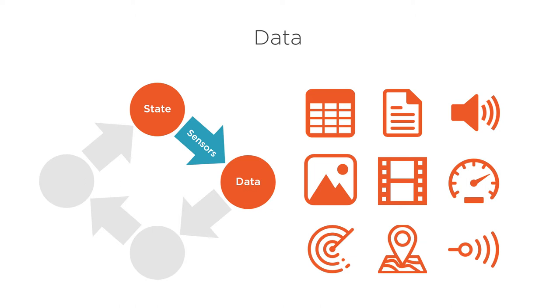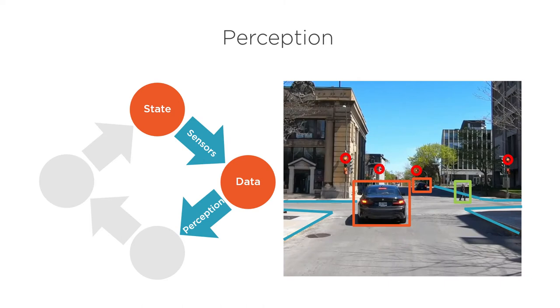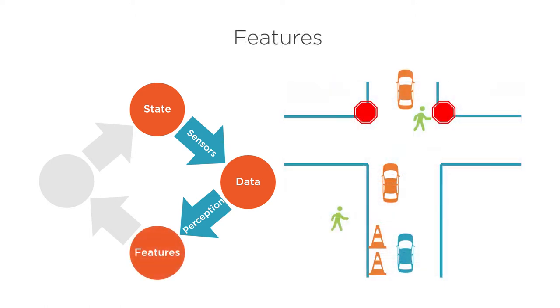The data can be audio, images, and video, just like we've previously seen, or it can be data from other types of sensors like velocity, radar, GPS, and more. Then we apply perceptual machine learning models to the sensor data. These models, like we've already seen, convert the sensor data into features. Features are abstract representations of the physical world.